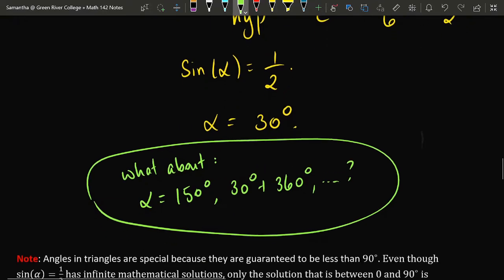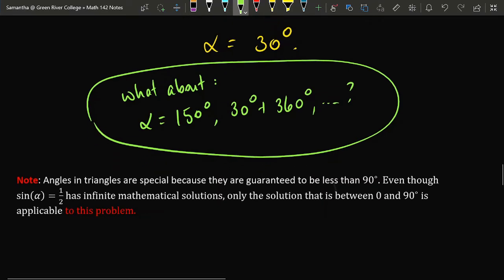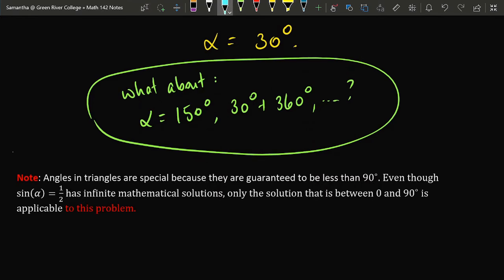Note that alpha actually needs to fit inside of a right triangle. So alpha has to be between 0 and 90 degrees. That's what's special about the angles that are in right triangles. Angles in right triangles have to be less than 90 degrees. So I'm going to ignore all these other solutions because they're too big to fit inside right triangles.